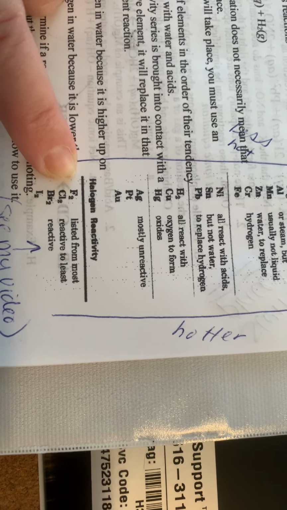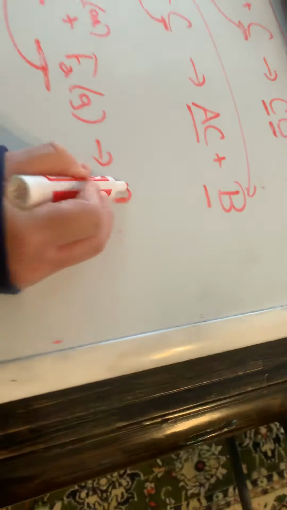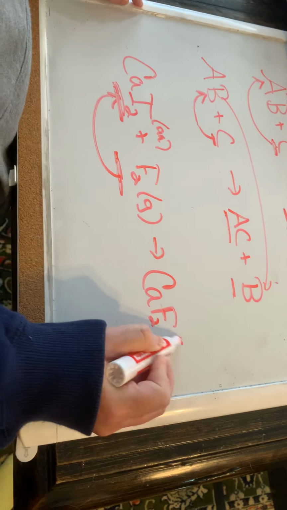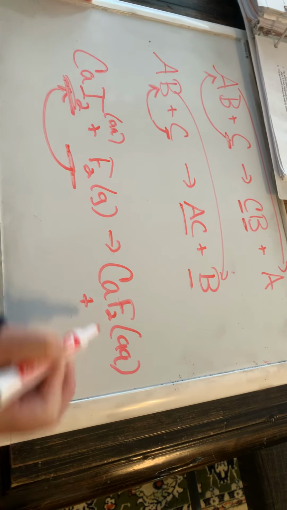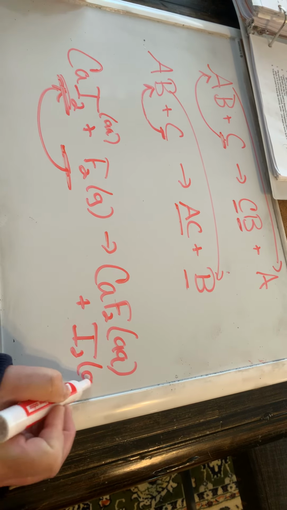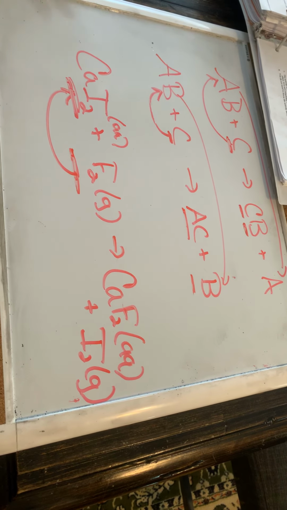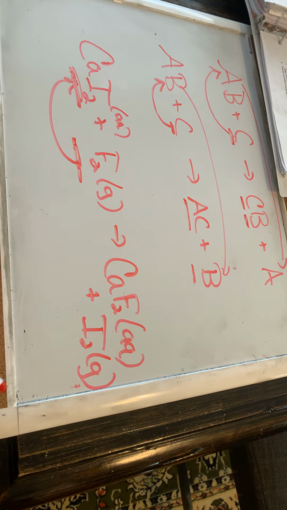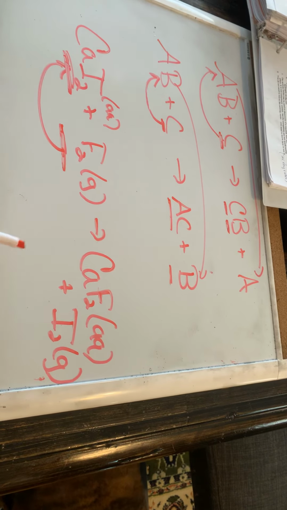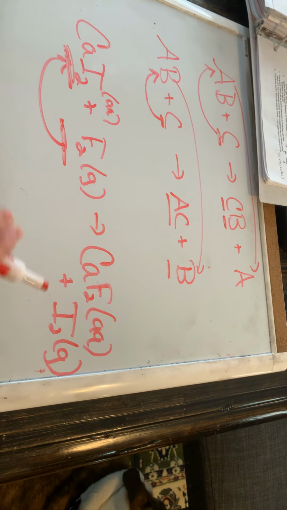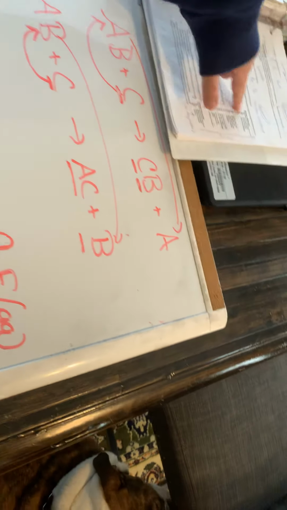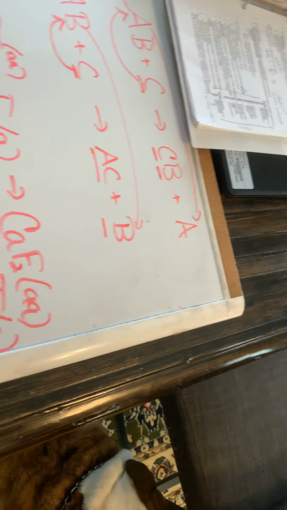Okay. So you're going to end up with CaF2. That'll end up being aqueous. Plus I2, which is a gas. And then you'd have to balance it. Well, actually, I think it is balanced. It is. Okay, so that's how you would do it that way. Again, there aren't many that are like that. Most of them deal with up top with their positives, but I wanted to show you a negative.